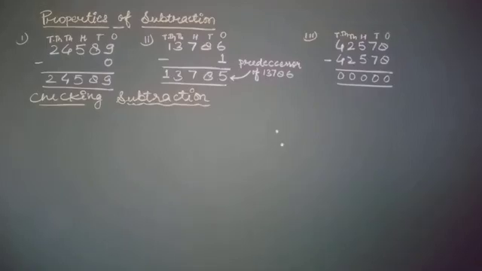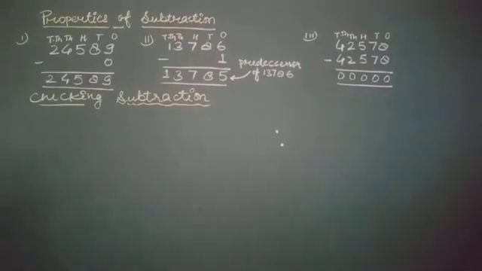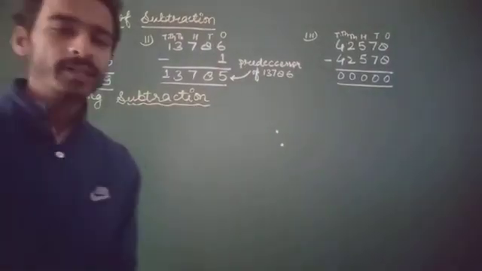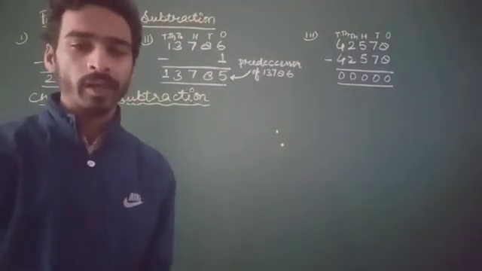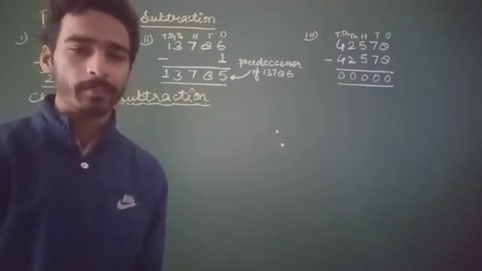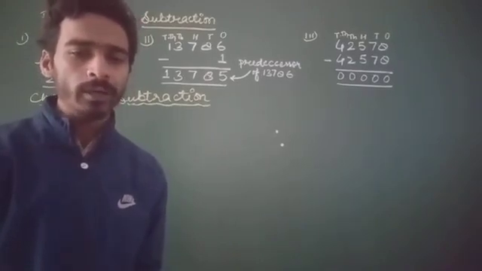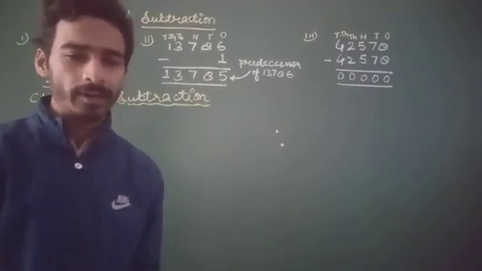The next topic is checking subtraction. How can you check subtraction of two numbers? You can check subtraction by addition. First, find the difference and add the difference to the subtrahend. If the sum is equal to the minuend, then your answer is correct.